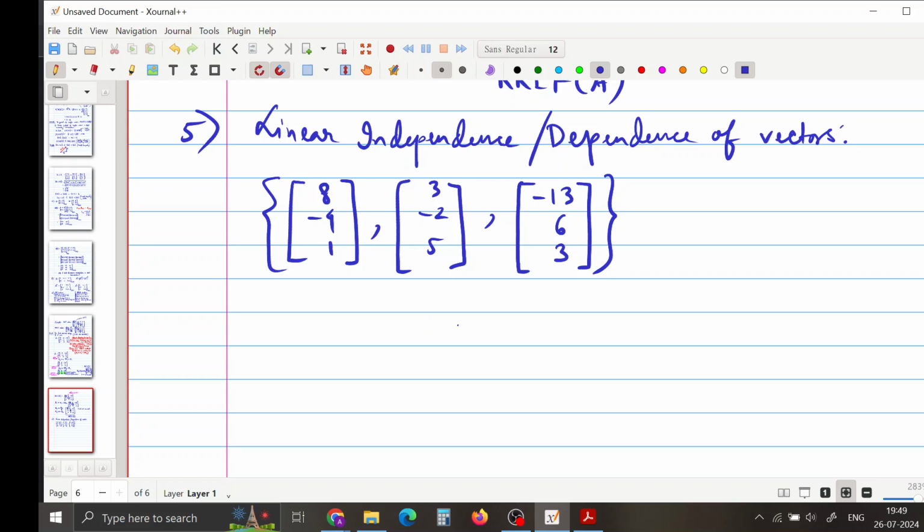Okay, so these 3 vectors you have to check. So let's take 3 coefficients, 3 scalars, x1, x2, x3.